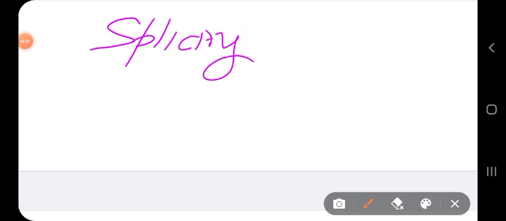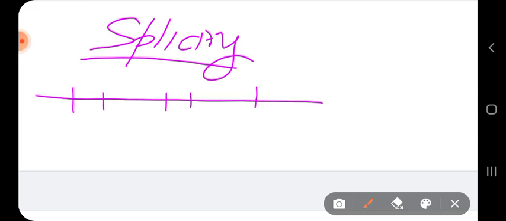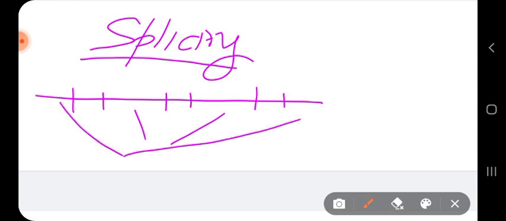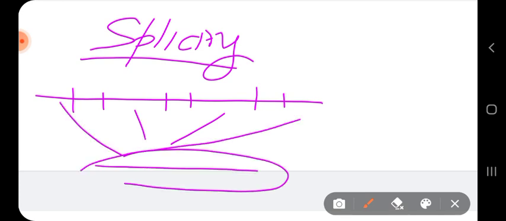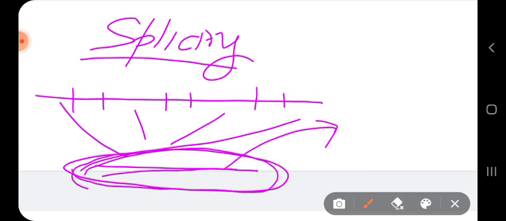Splicing. So what happens in splicing? In splicing, the introns are removed and the exons are joined together. Right? Those exons will now be carried forward for the translation process.